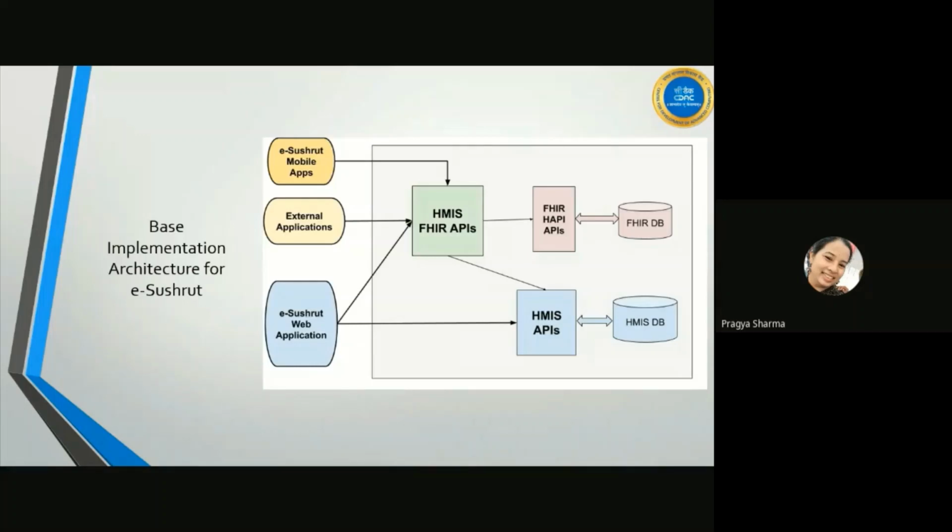The eSushrut web application UI and HMIS database are part of our legacy system. With FHIR, we have prepared our intermediate APIs, called HMIS APIs. The HMIS APIs interact with the eSushrut database and fetch the required data from the HMIS database for FHIR resources. This data is fed to the HMIS FHIR APIs, which we have developed over the HAPI APIs.